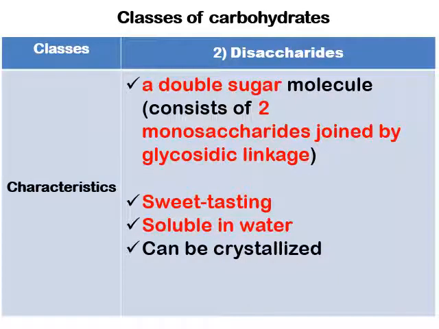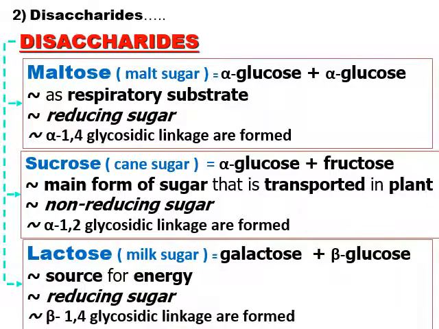Okay, next are the characteristics of disaccharides. A disaccharide is a double sugar which consists of 2 monosaccharides joined by a glycosidic linkage. Disaccharides are sweet tasting, soluble in water, and can be crystallized. Disaccharides are maltose, sucrose, and lactose.